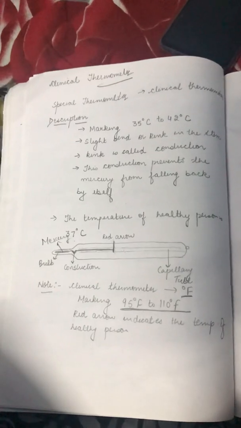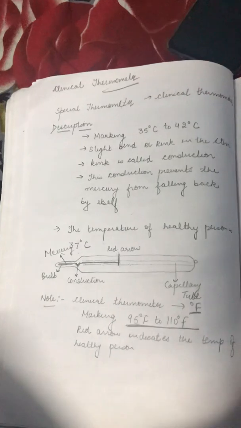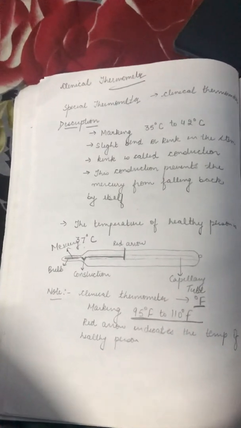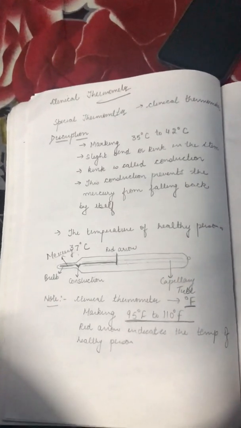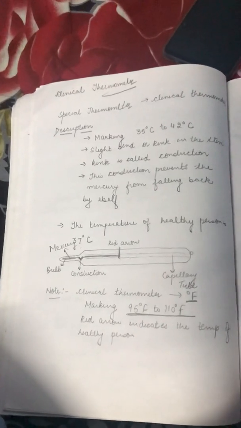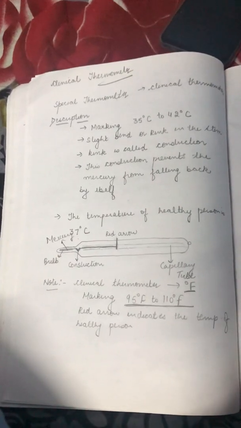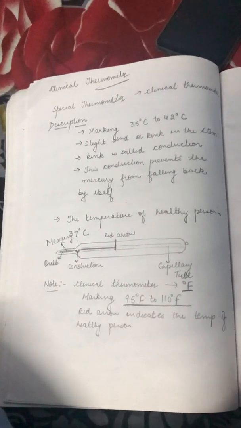Then we use that thermometer in the mouth of a patient, take it out, and note down the reading. If the temperature is above 37 degree Celsius, or if the temperature in Fahrenheit is more than 98.6 degree Fahrenheit, it means the person has a fever. Do you know the normal temperature of a human body is 37 degree or 98.6 degree. Nowadays, instead of mercury thermometers, we have digital thermometers.